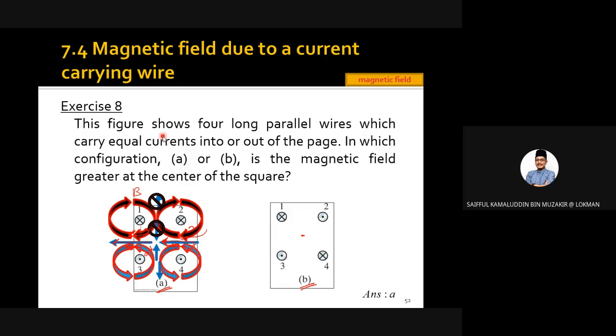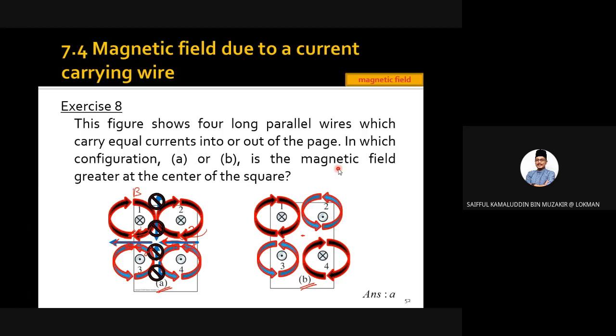How about the second one? This one also they will be cancelled out. How about the other two? They will not be cancelled out because cumulatively B is towards the left. So we'll have some B at the center. How about the second configuration? Similar analysis. Analyze them one by one at the center. Analyze one by one the B at the center.